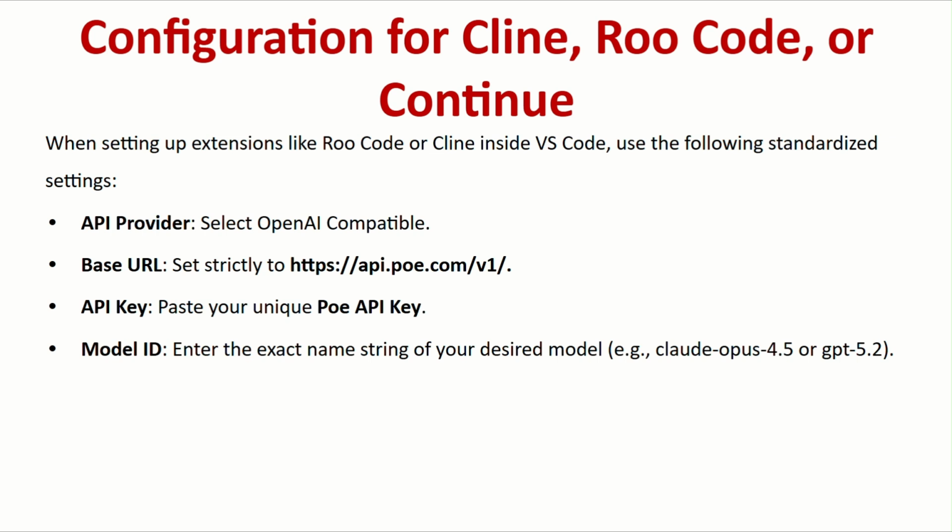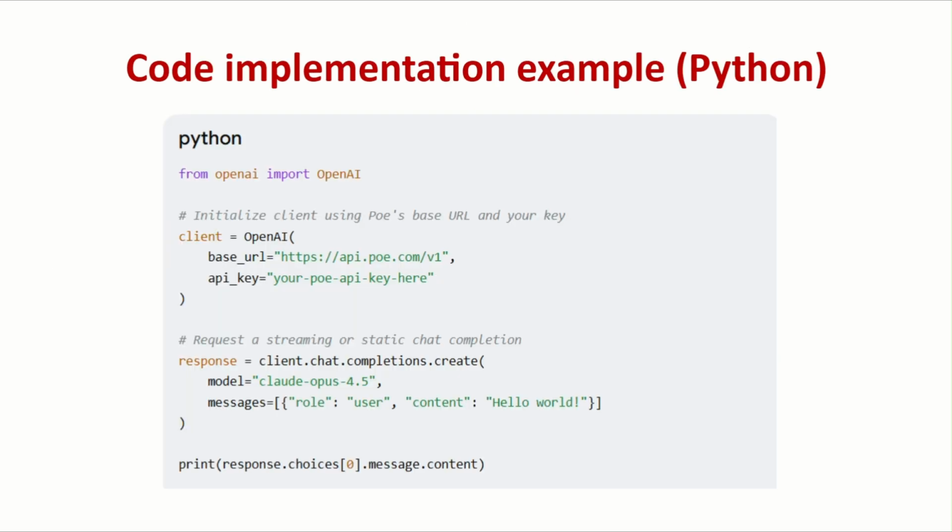API provider, select OpenAI compatible. Base URL, set strictly to https://api.poe.com/v1/. API key, paste your unique Poe API key. Model ID, enter the exact name string of your desired model. Example: Claude Opus 4.5 or GPT 5.2. Code implementation example, Python. You can see the code on the screen.